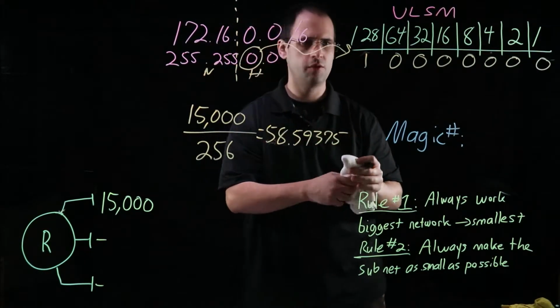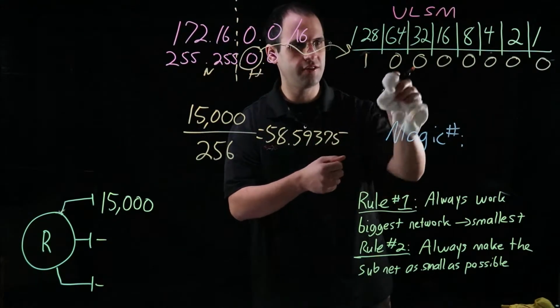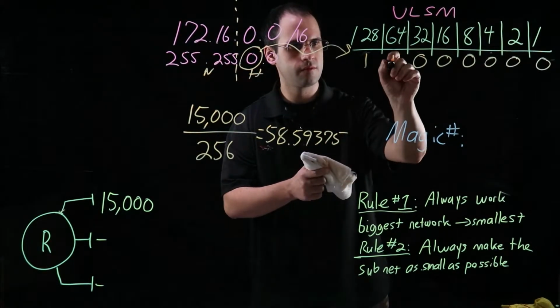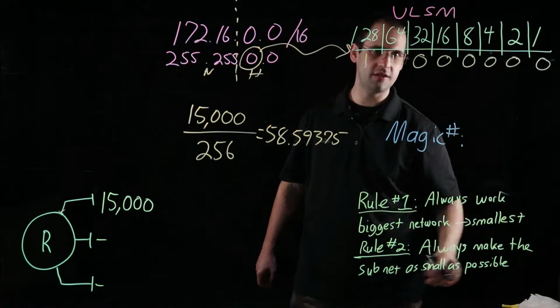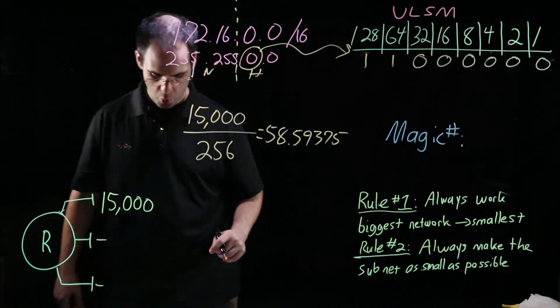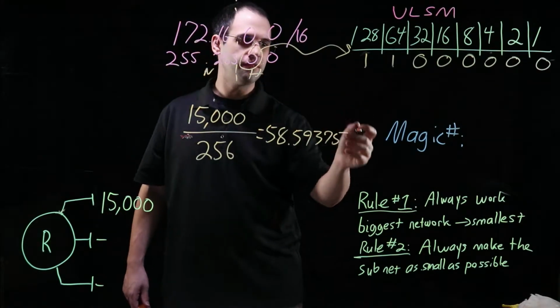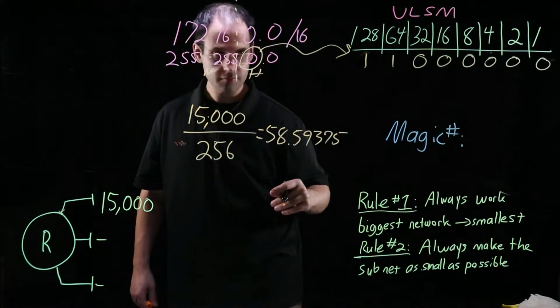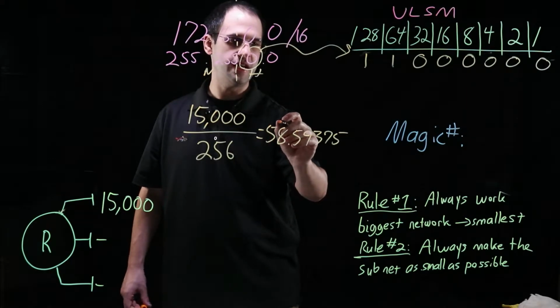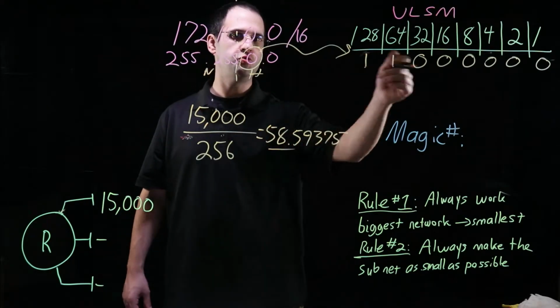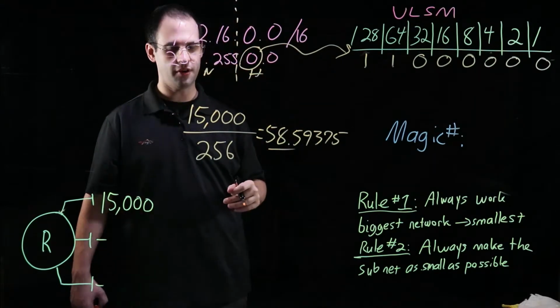Boop. What about this one? Can I put 58 inside of 64? Yep, I can do that. Could I put 58 inside of 32? No, I cannot do that, right? So I can actually fit this in. I can put this 58 value here inside. I can borrow 2 bits inside of this address here.